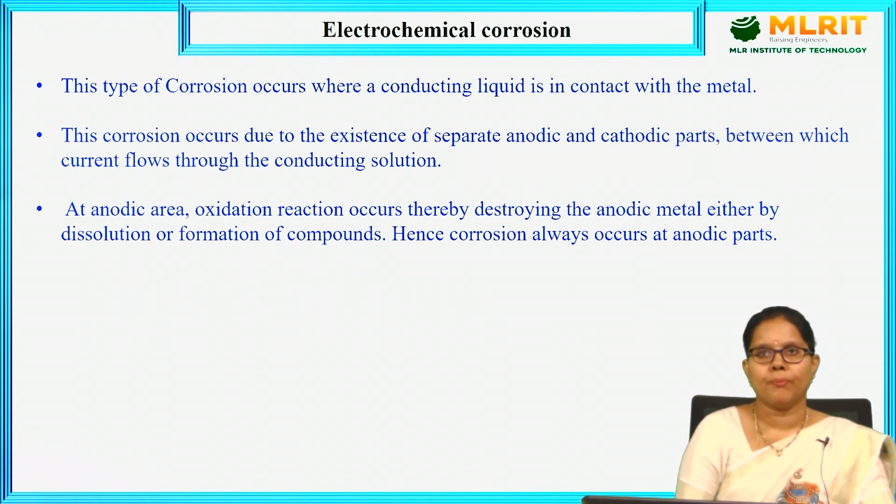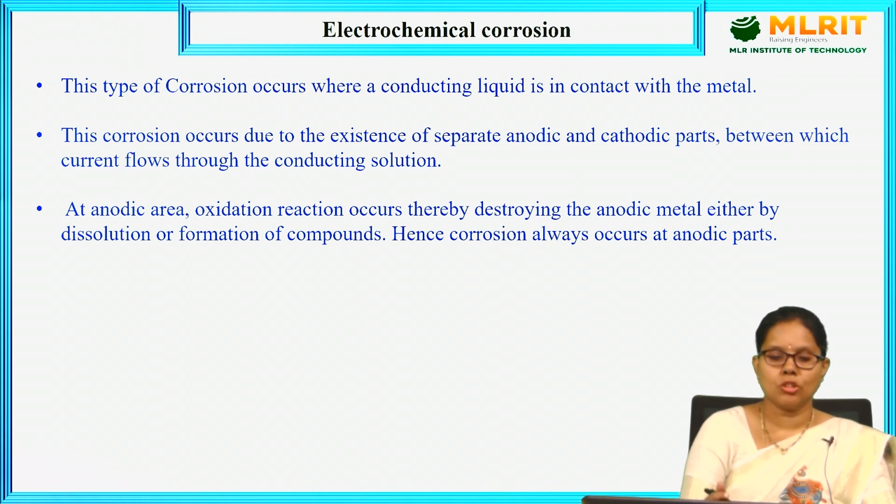Electrochemical corrosion. This type of corrosion occurs where a conducting liquid is in contact with a metal. What are the conducting liquids? The liquids which are having ions, which carries the current. Example, either diluted sulfuric acid, diluted HCl, or aqueous salt solution which can conduct electricity by the mobility of electrons.